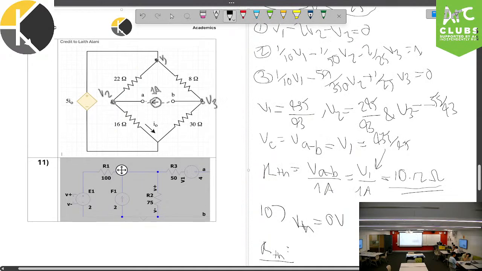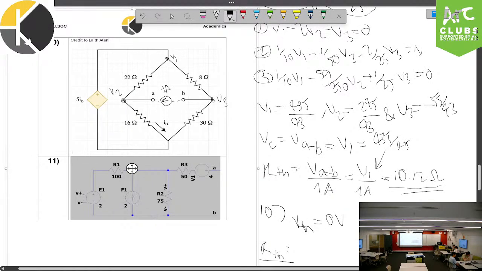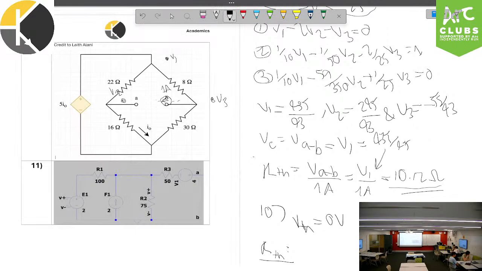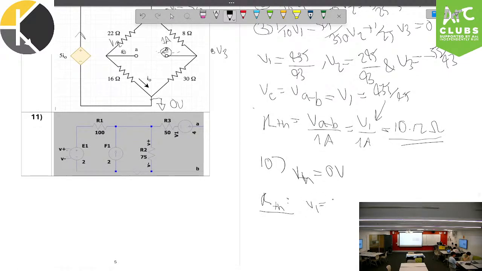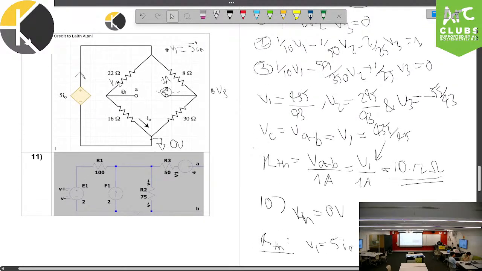Now, if we analyze this using nodal analysis, this is 0 volts. So we can say that V1 is equal to 5 IO, just because it's connected to the other terminal from this voltage source. And actually we can find IO pretty easily, because IO would just be across V2.